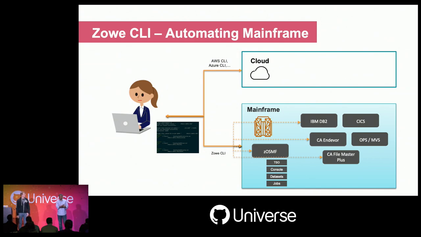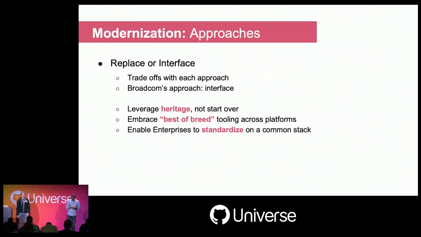So this is a way for us to bring mainframe into the fold and have a consistent set of tools for CI/CD be used in the flow. There are a couple of different approaches to start utilizing tools like the Zowe CLI and the APIs that are there, and then all of the other automations that are present in Git. And ultimately, it comes down to a decision of replace or interface.